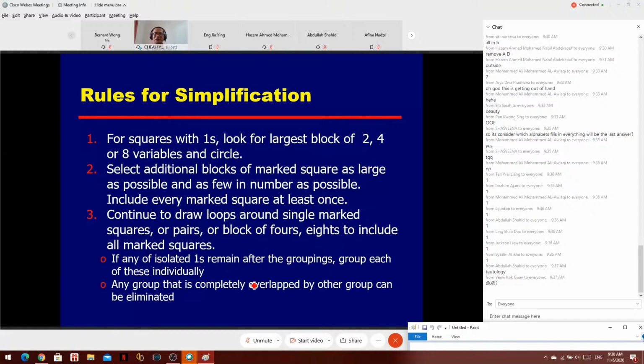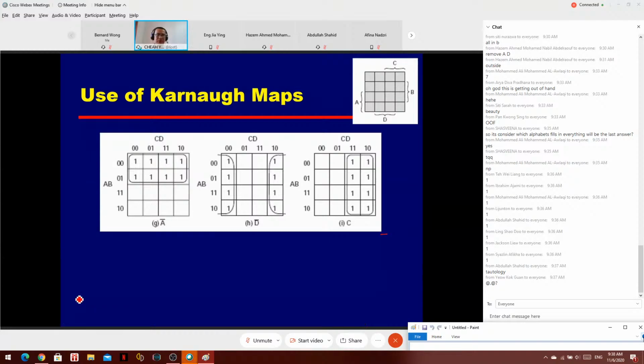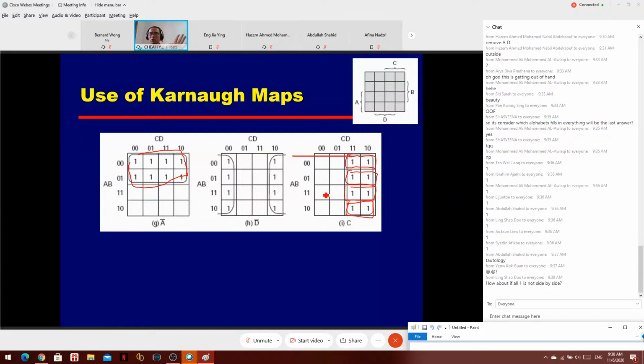Okay, so back to the rules of simplification. We look for the largest blocks. Let's say if you have eight squares all side by side like that, we make sure we get the largest possible. Don't, for example, break them up into these two side by side, these two side by side, these two, and these two. In the end, you get four simplified terms. But no, we can group it into the largest possible: the largest possible 4, the largest possible 8, and the largest possible 16. Don't break them up into smaller groups. So look for the largest.